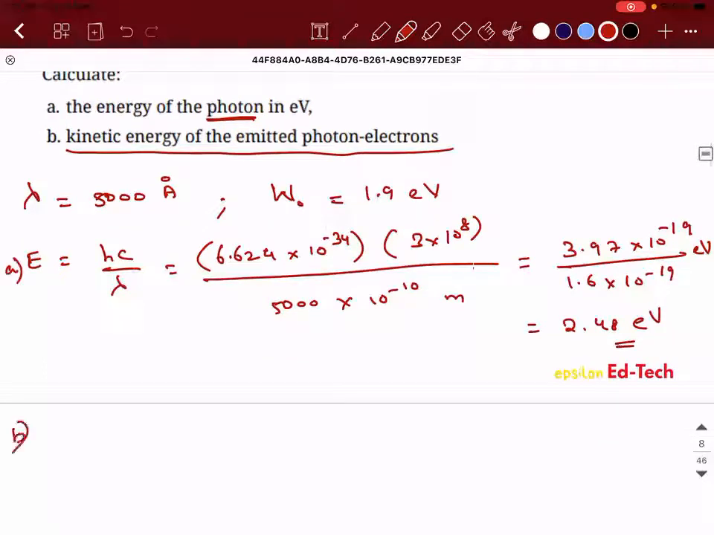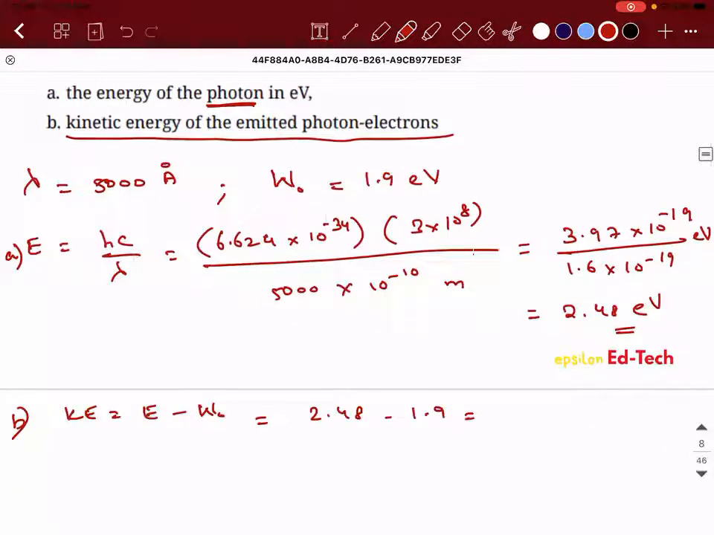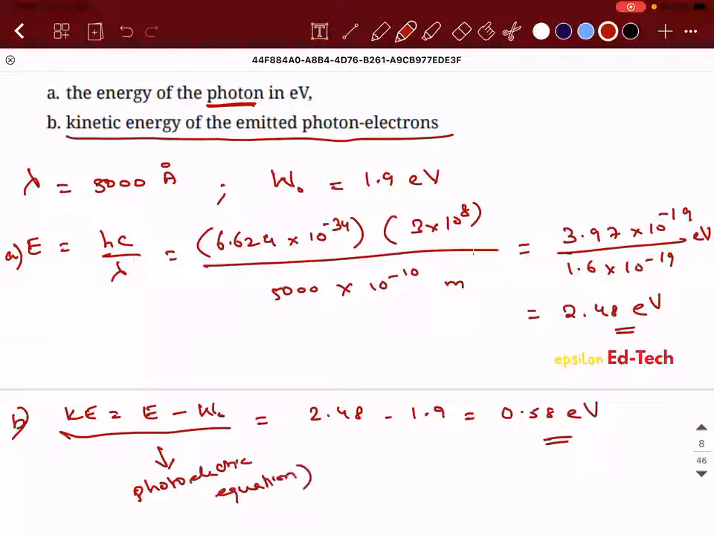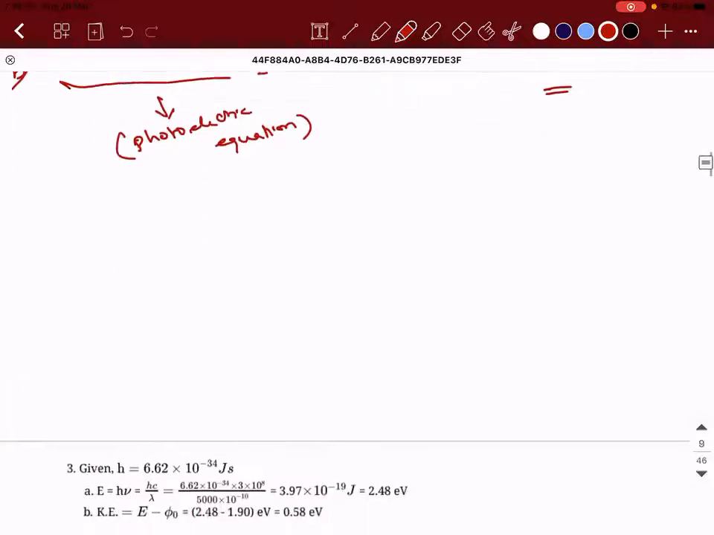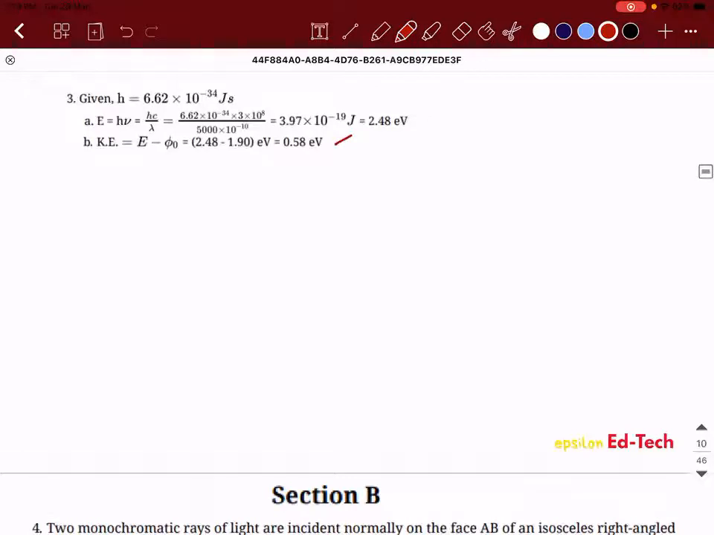Next is, what is the kinetic energy of the emitted photoelectrons? Kinetic energy is equal to energy of each photon minus the work function. So energy of each photon is 2.48 minus work function 1.9. The answer will be 0.58 electron volt. Is everyone clear with this? This is Einstein's photoelectric equation. So it is 0.58 electron volt.